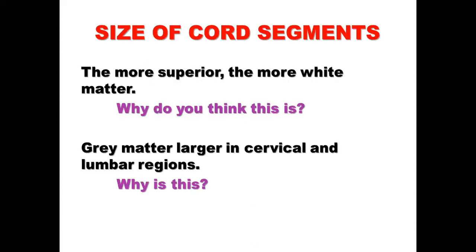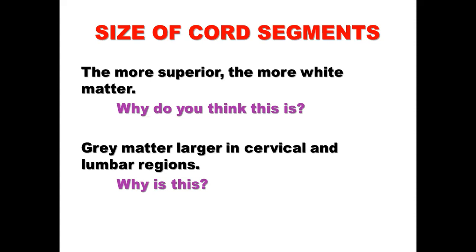Now, white matter and gray matter. Size of the cord segment: the more superior, the more white matter. Why? Because all the sensory pathways are going to the brain in the thalamus, and as the fibers are coming from the lower limb or lower parts of the body, they are lying more medially in the spinal cord, and fibers from the upper region are more lateral. So as you go up, the white matter becomes increased.